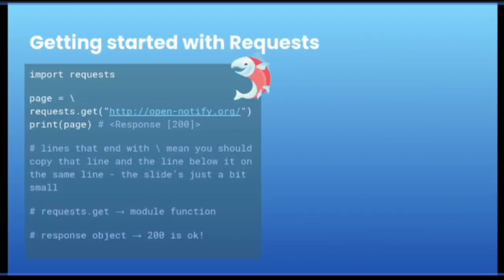Alright, so let's finally get started with requests. So if you want to open up your Replit, you can copy that code in, just type it in. Just some basic things: one of the lines that end with one of those slashes, you don't need to type the slash. That just means that you should type the entire line on one line. The text box is a bit small for that, so that's why we've had to put the backslash. But ideally you would go page equals requests.get open-notify.org on one line. And lines that begin with a hashtag, you don't have to copy. Those are just comments that are there so you can understand.